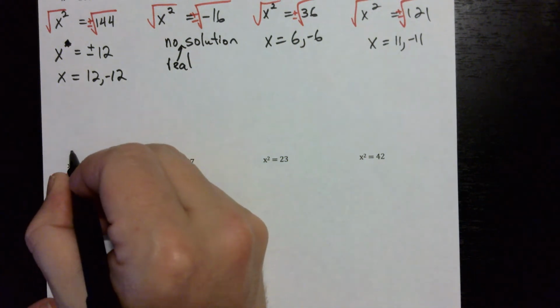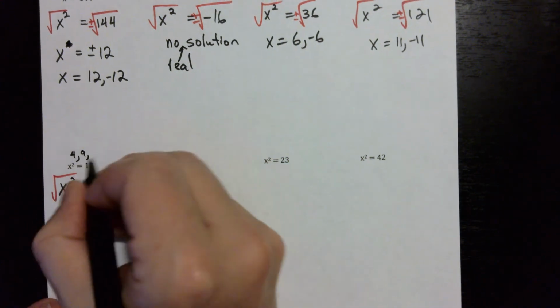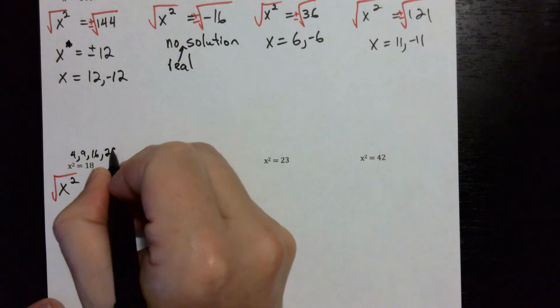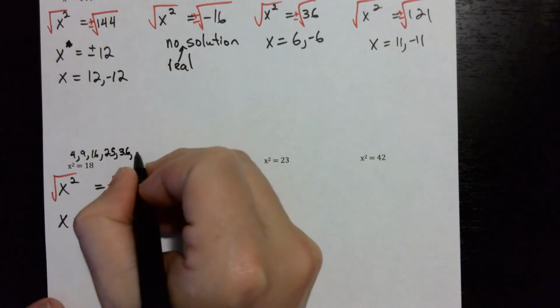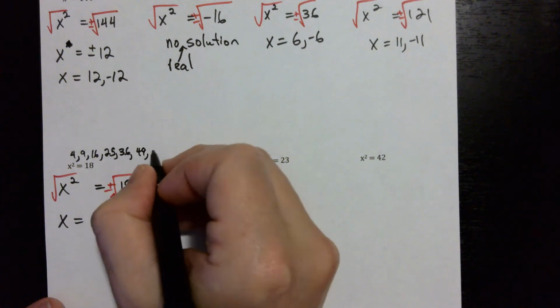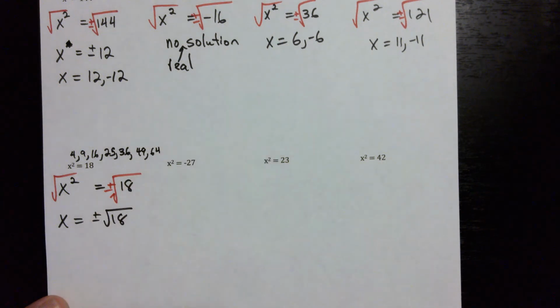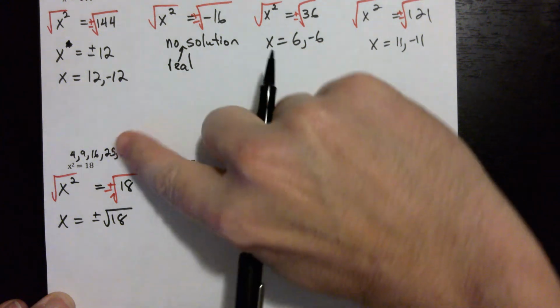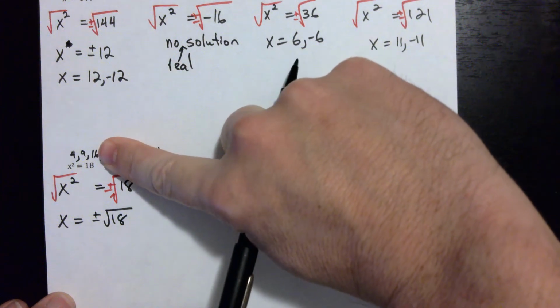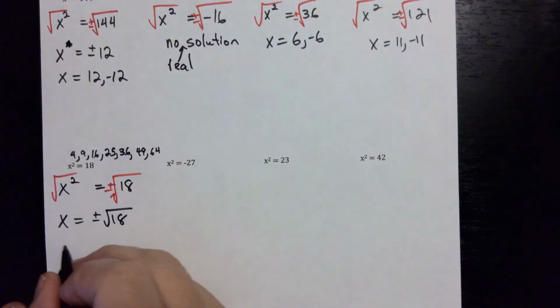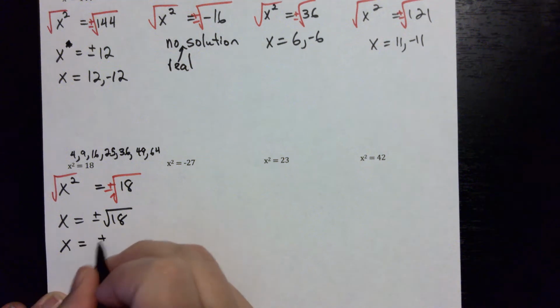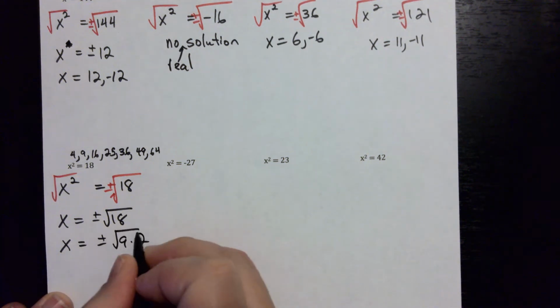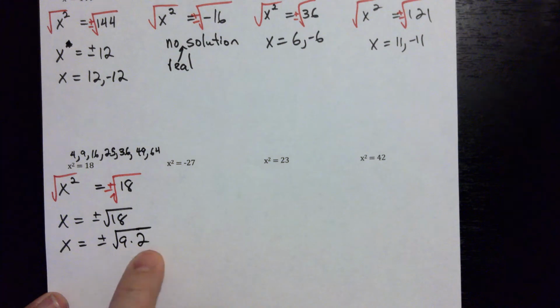Square numbers are 2 squared is 4, 3 squared is 9, 4 squared is 16, 5 squared is 25, 6 squared is 36, 7 squared is 49, and 8 squared is 64. That should be plenty for these problems. Do any of these numbers go into 18? Obviously nothing bigger than it does, but these numbers, which one goes in? The 9 does. So it's going to be x is equal to plus or minus the square root of 9 times 2. I can now take the square root of 9, but leave the 2 inside.